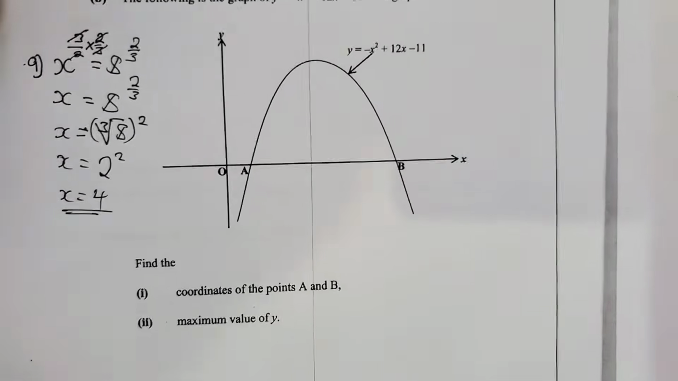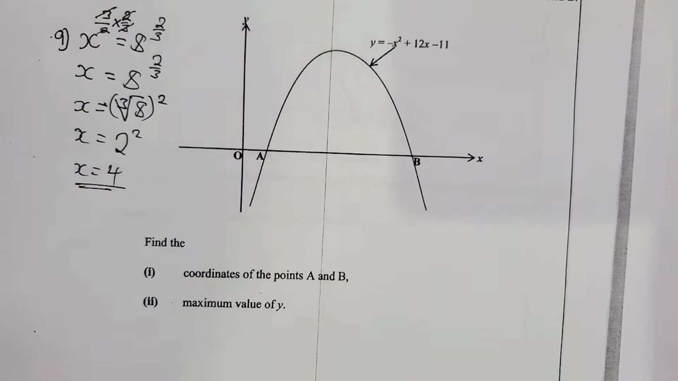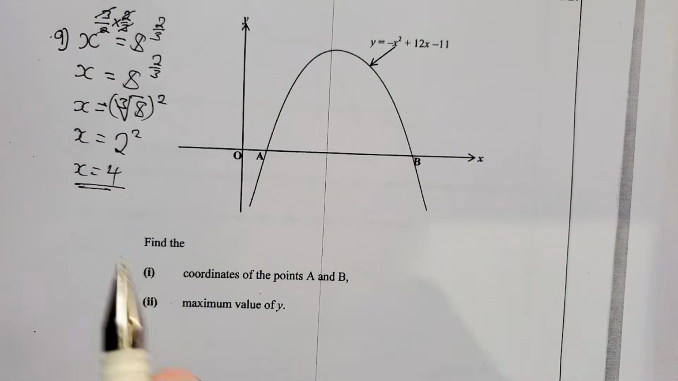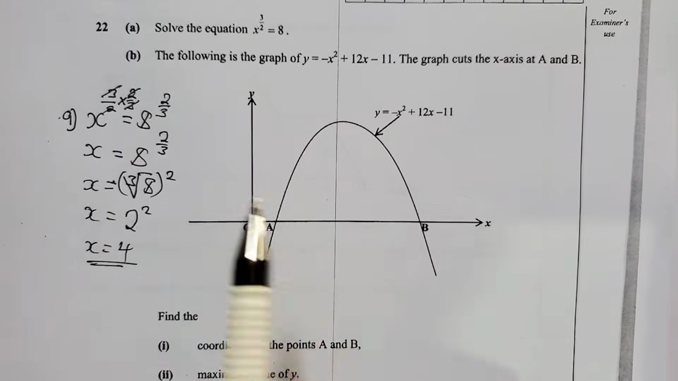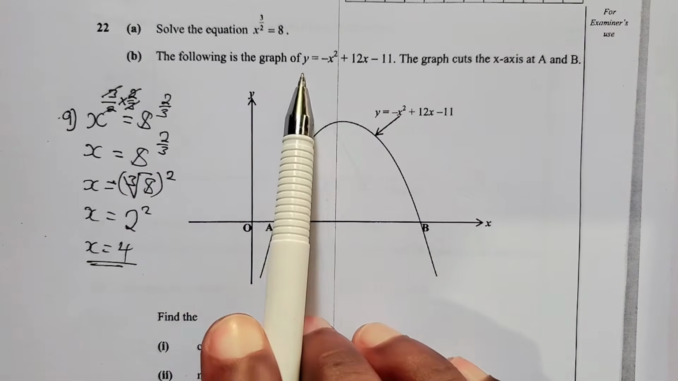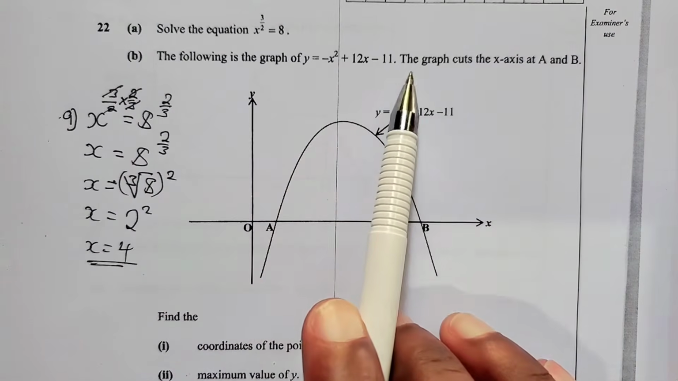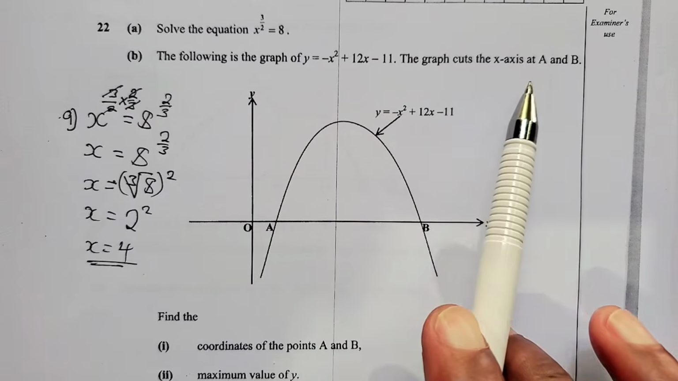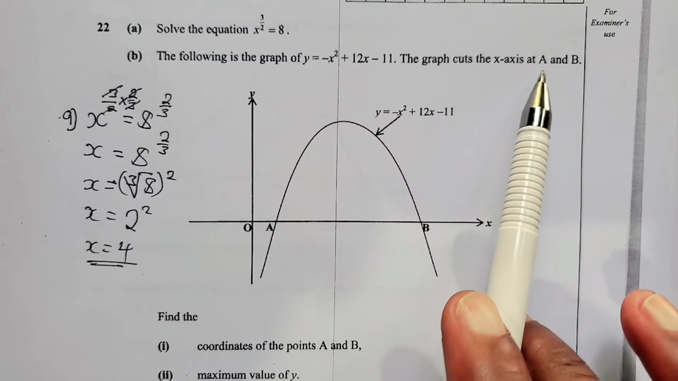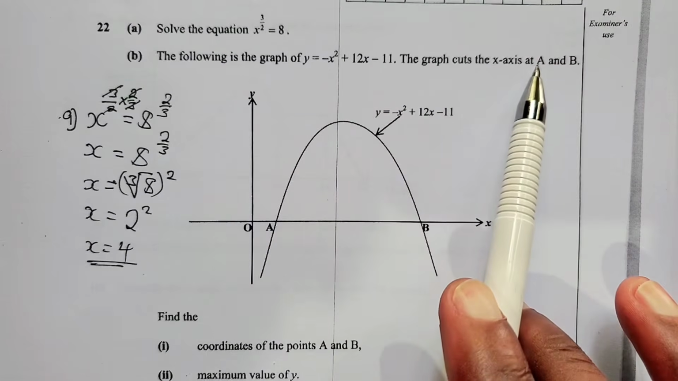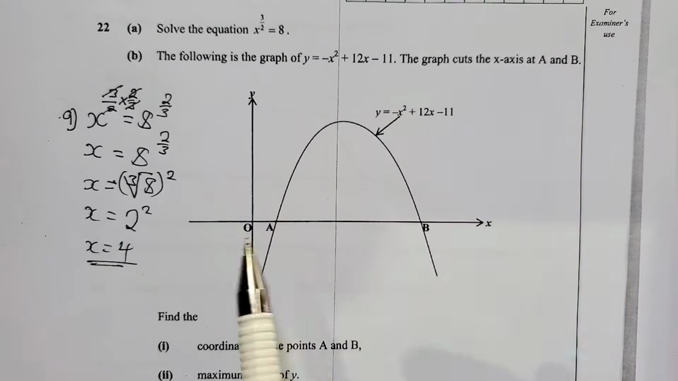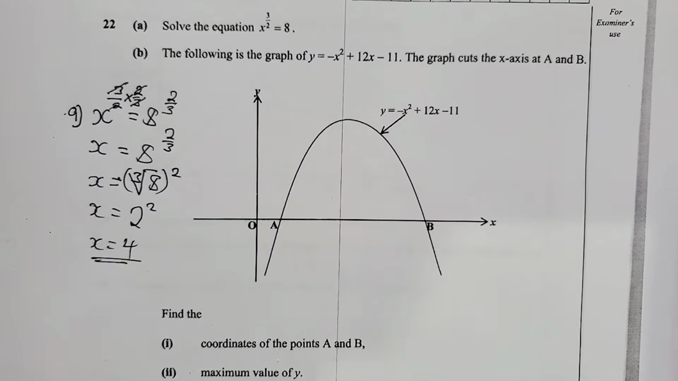Let's now solve this graph. When you look at the graph here, this parabola, the question reads, the following is a graph of y equals this. The graph cuts the x-axis at A and B. The first question is, find the coordinates of A and B.